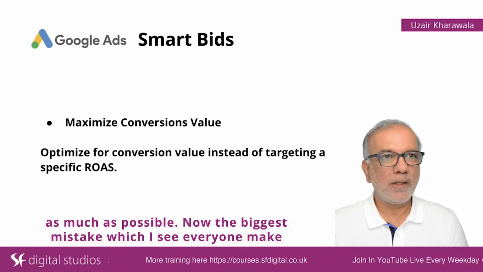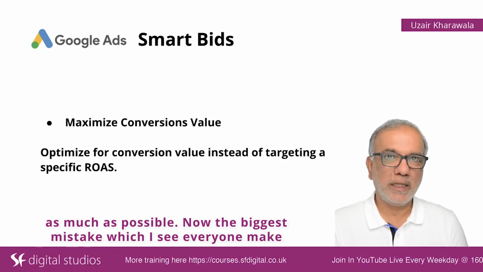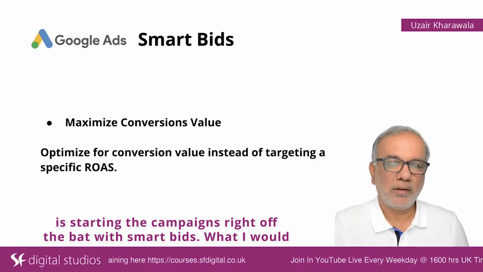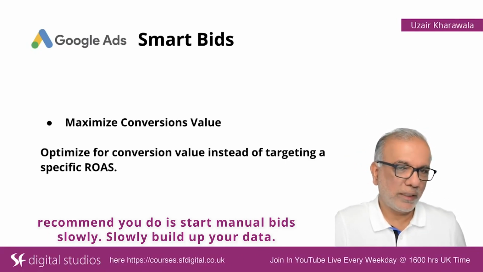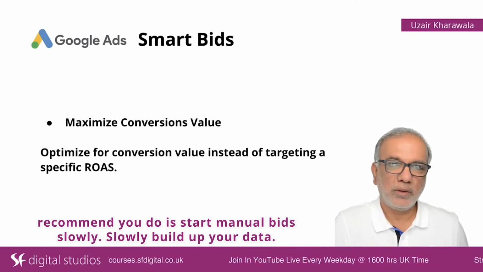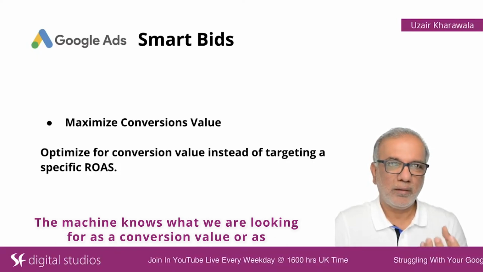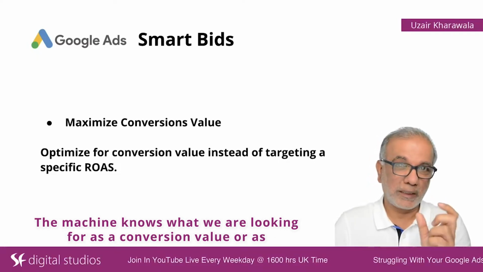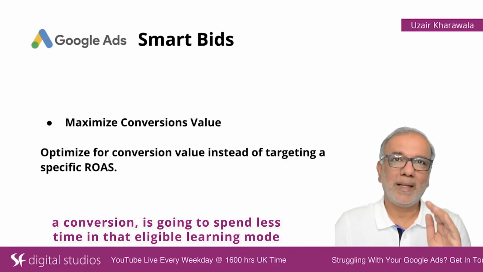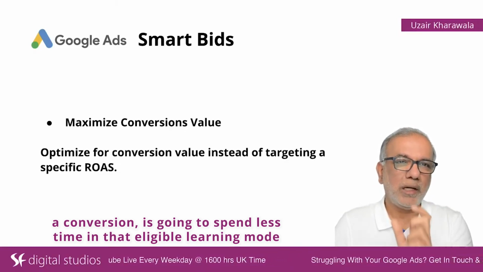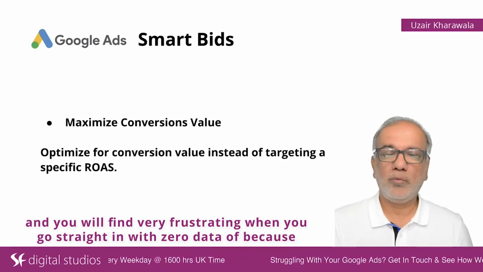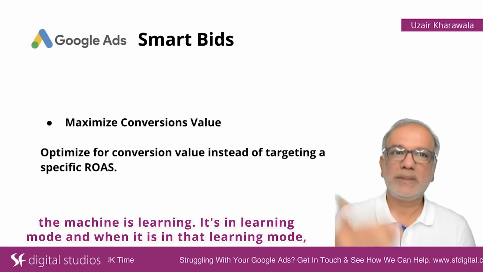Now, the biggest mistake which I see everyone make is starting the campaigns right off the bat with smart bids. What I would recommend you do is start with manual bids and slowly build up your data. Then the machine knows what we are looking for as a conversion value or as a conversion, and it is going to spend less time in that learning mode. You will find it very frustrating when you go straight in with zero data, because the machine is learning.